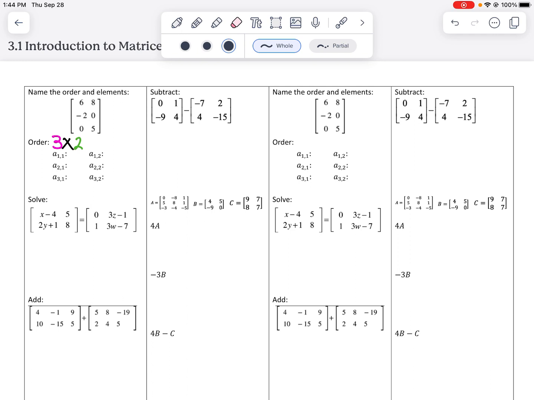And so when it asks for the elements, for instance, when this right here asks you for the elements, it is actually asking you to find the first row and the first column number. And the first row, first column number is 6. And then it's asking you for the second row, first column number, and the second row, first column number is -2.